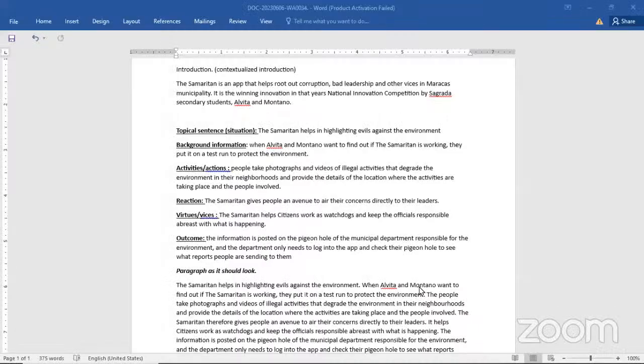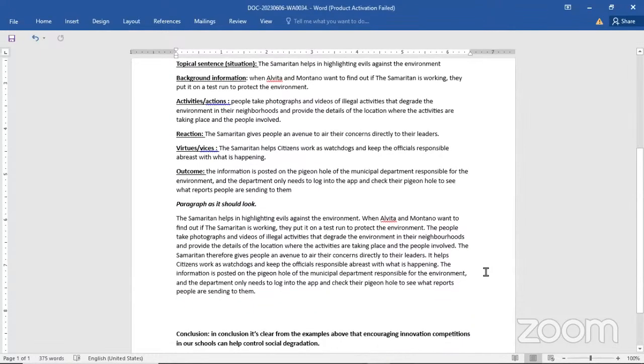Now, before I move on to oral skills, because I think I have very little time to discuss that, let me share the conclusion. An example of a conclusion from the one I had written. In conclusion, it's clear from the examples above that encouraging innovation competitions in our schools can help control social degradation. So that's just a conclusion.